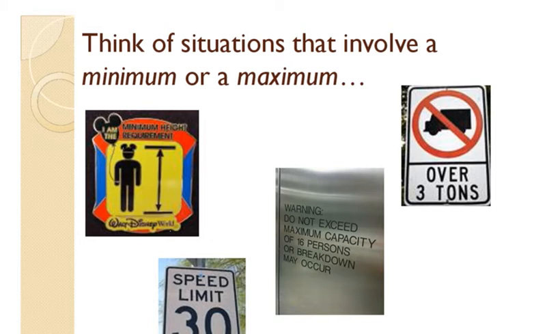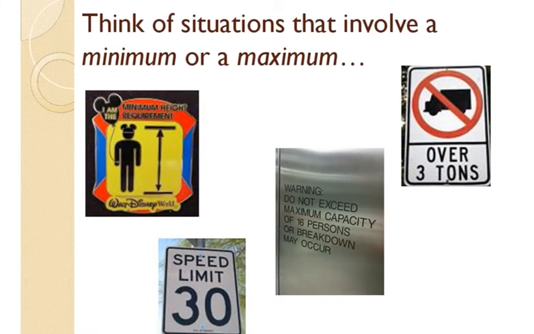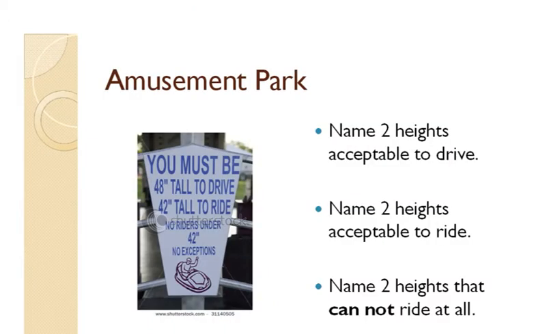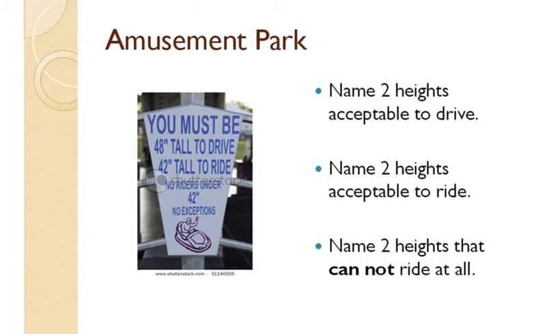So we're going to do a little bit of talking in the beginning and not a lot of writing. So we want to think of the words minimum and maximum because those are going to be really important, okay? So let's look at some examples of those. All right, at an amusement park, you will often see signs like this that say you have to be at least 48 inches to drive or at least 42 inches to ride. So that means at a minimum, you have to be that tall. You can be taller, but at a minimum, you have to be that tall.